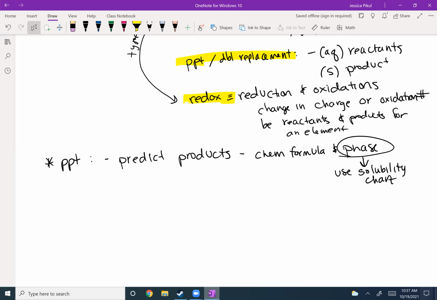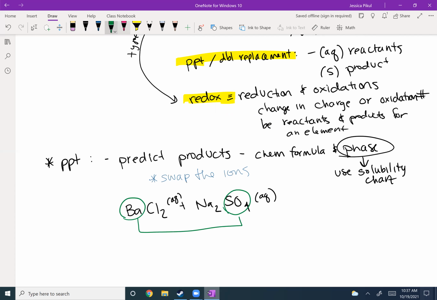With predicting products, what you're always going to do here is swap the ions, essentially. So let's do it like this: barium chloride, BaCl2, plus sodium sulfate. These are both aqueous in the beginning. What we're basically going to do is take the cation and anion from each and combine them, and then predict what ionic compound would form when you combine those elements.